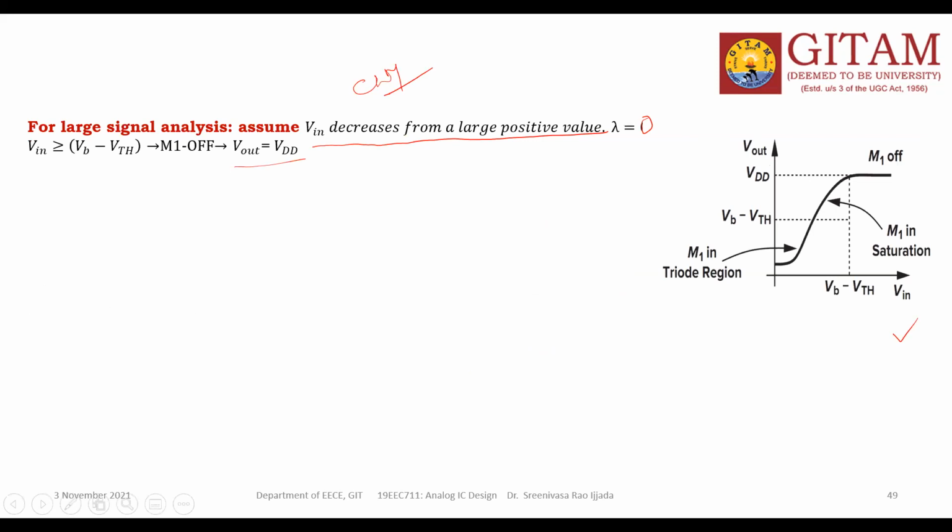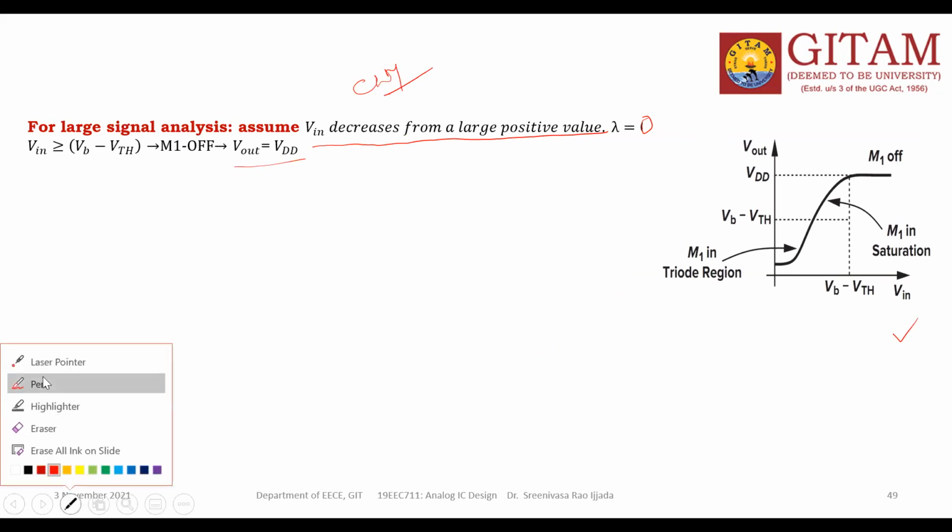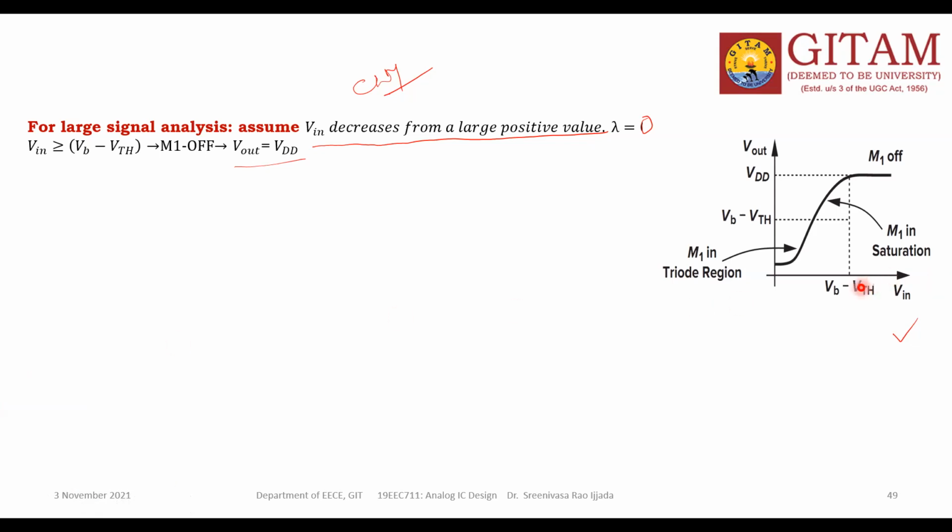See here, this is VB minus VTH. This is the point. I am talking about your input voltage being more than this value, so this range. Am I correct? In this range your device is off, so your output voltage is exactly what? VDD. Understand?